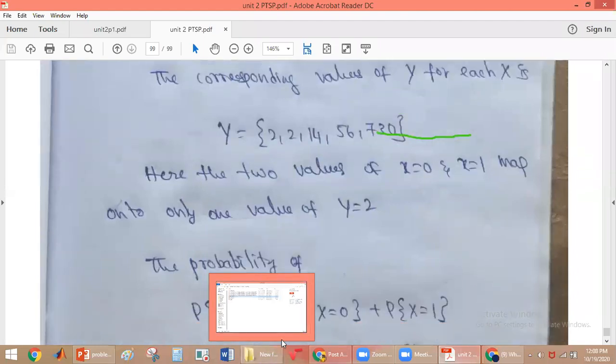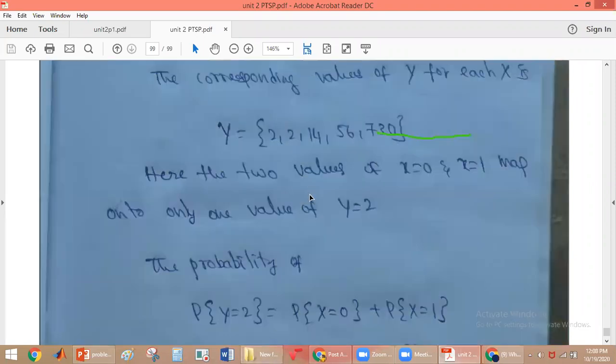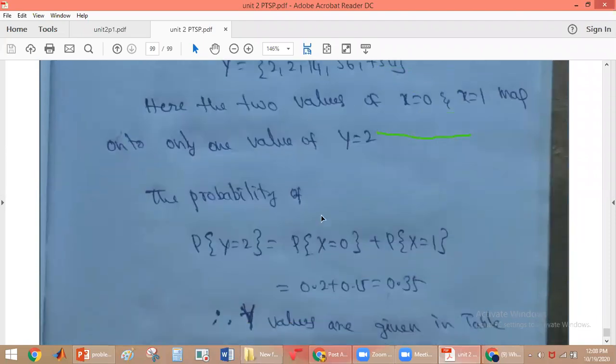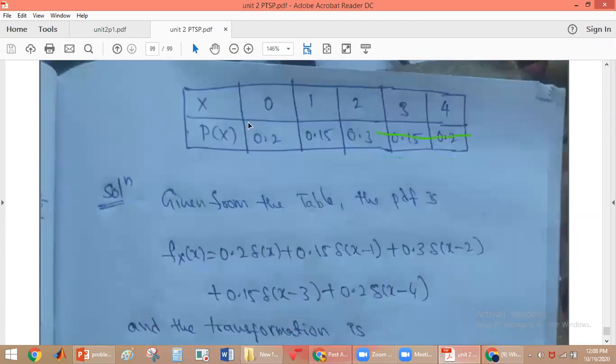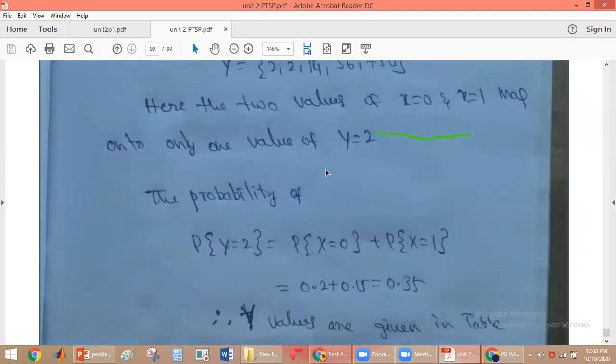Since two values are common here, x is equal to 0 and x is equal to 1 will be mapped to only one value of y. Then the probability of y is equal to 2 will be the sum of the probabilities for x is equal to 0 and x is equal to 1. So what is the probability of x is equal to 0 in the given table? 0.2 plus 0.15. So it is 0.35.